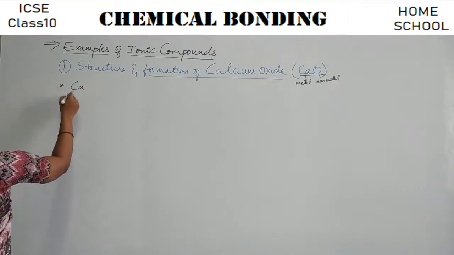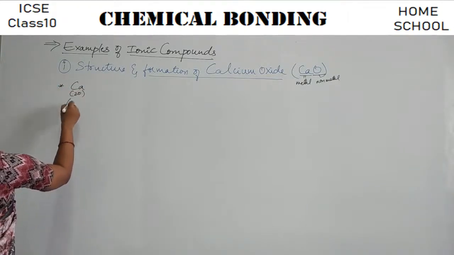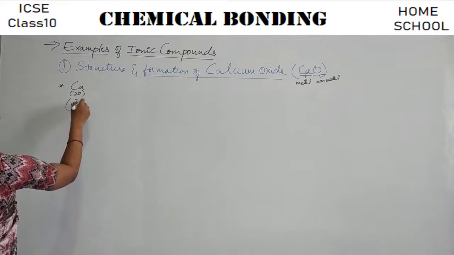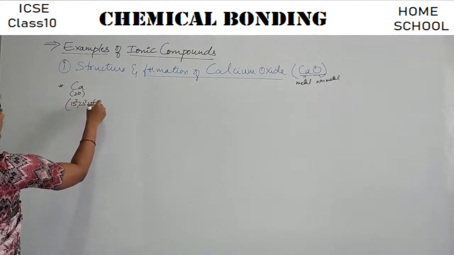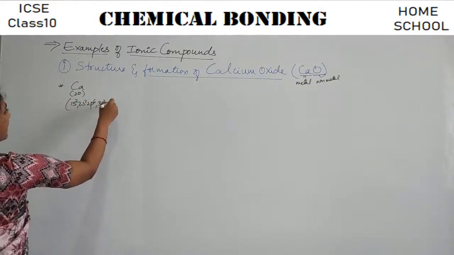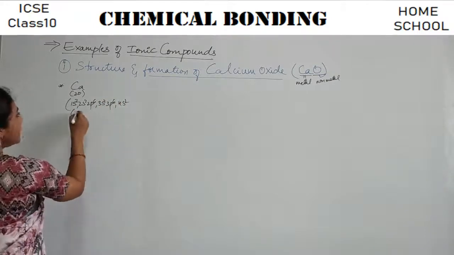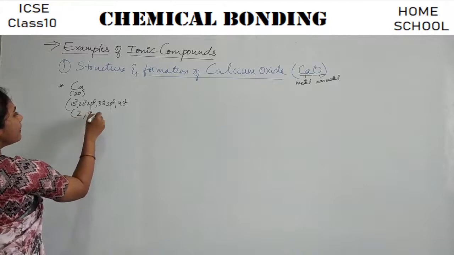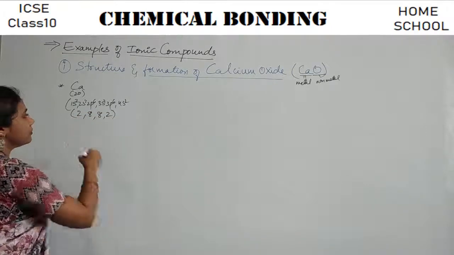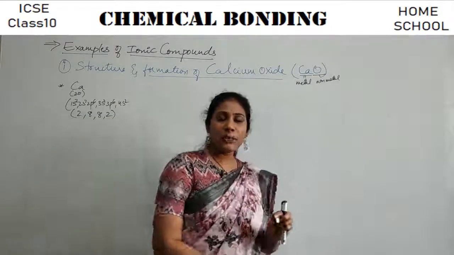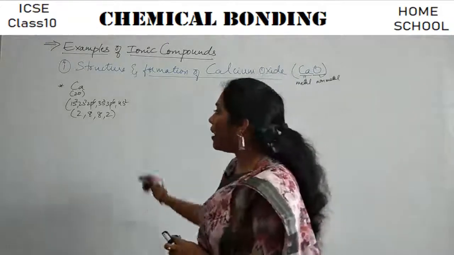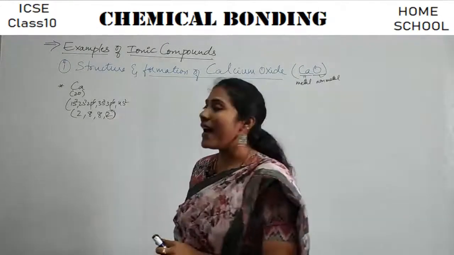Calcium, atomic number 20, electronic configuration 1s2, 2s2, 2p6, 3s2, 3p6, 4s2. In a simple way, we can write 2, 8, 8, 2. So is our calcium stable? No, because in the last shell you have only 2.